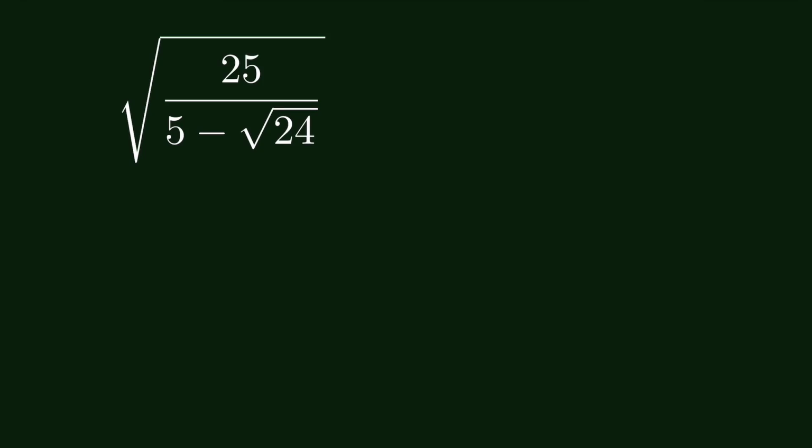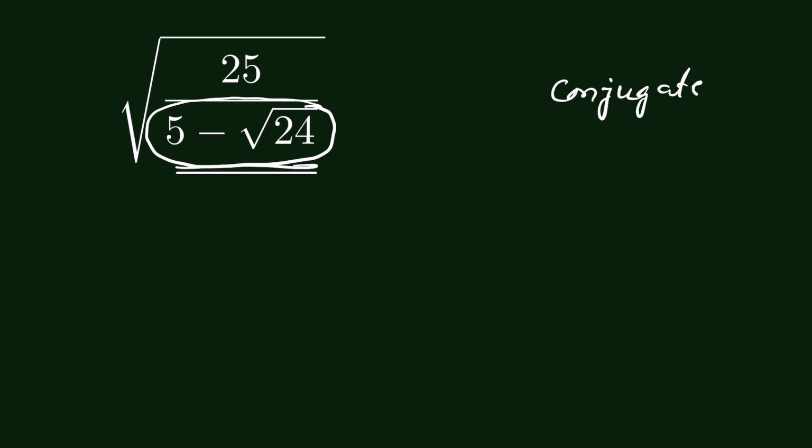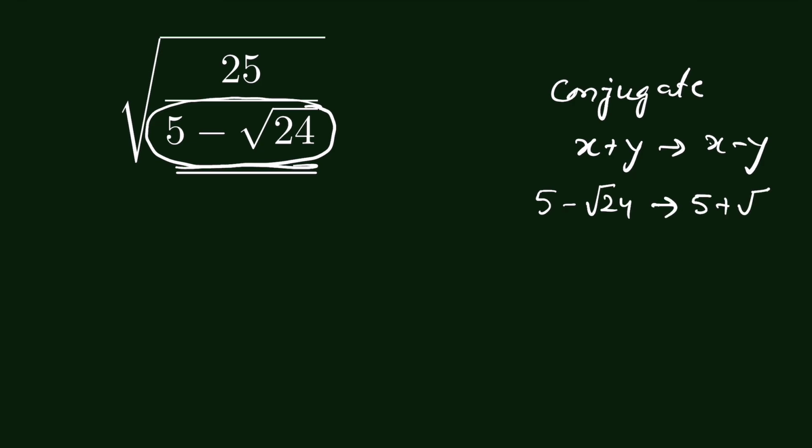25 upon 5 minus square root of 24, all under a square root. How do we simplify it? So first we need to rationalize the denominator. To rationalize the denominator, we need to multiply and divide by the conjugate of the denominator. So conjugate of x plus y is x minus y. Therefore, conjugate of 5 minus square root of 24 will be 5 plus square root of 24.